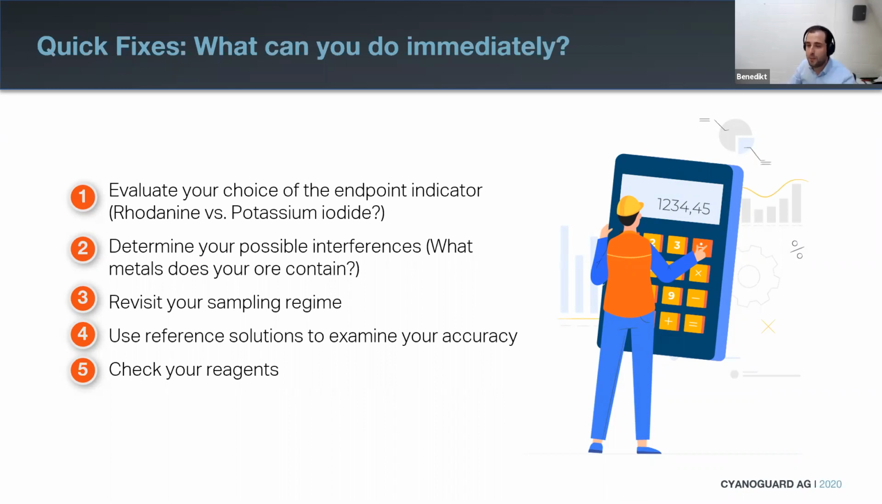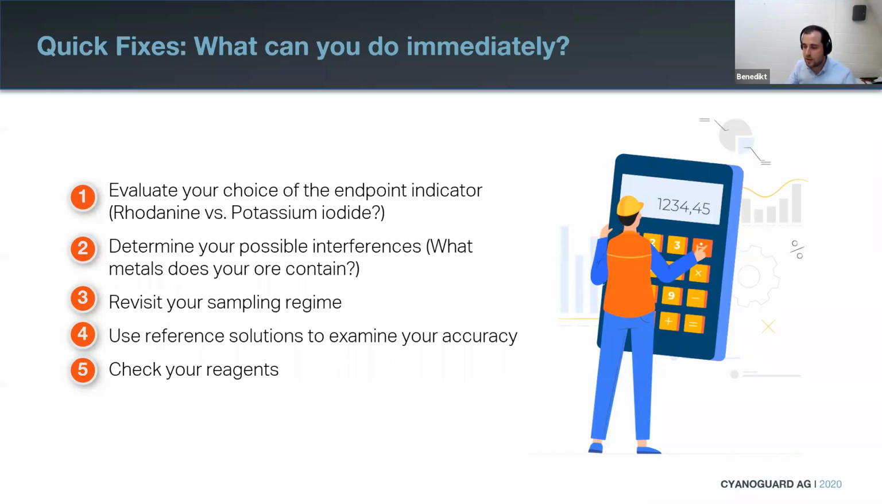One last point, which is quite obvious, but we still see it happen very often, is that the glassware with which the titration is made is not clean. So make sure that you have a straightforward process, that the glassware is always clean, so you don't have any carryover, which might negatively influence your titration results.